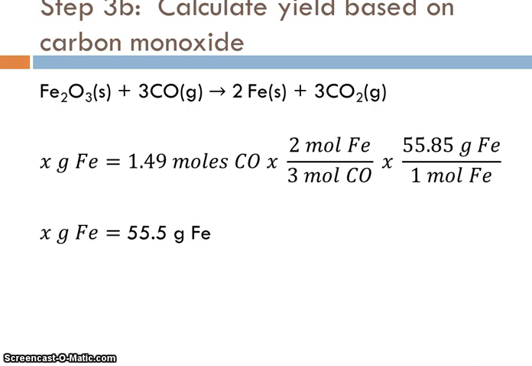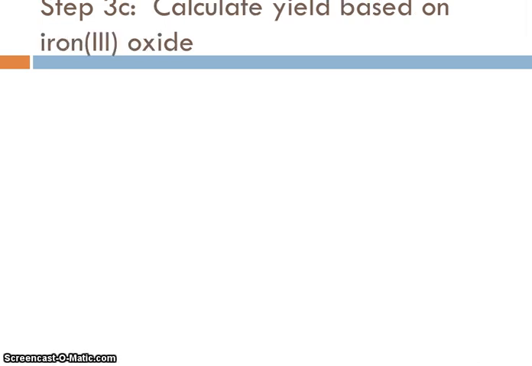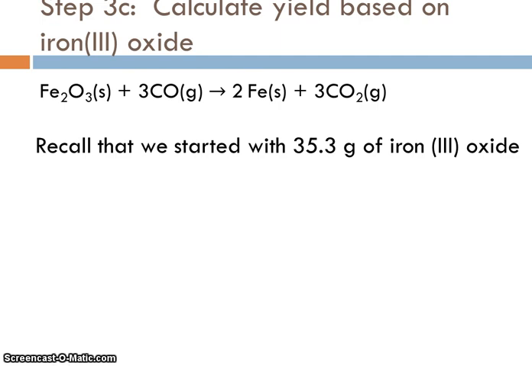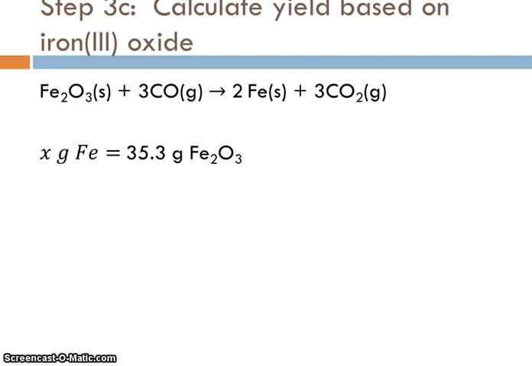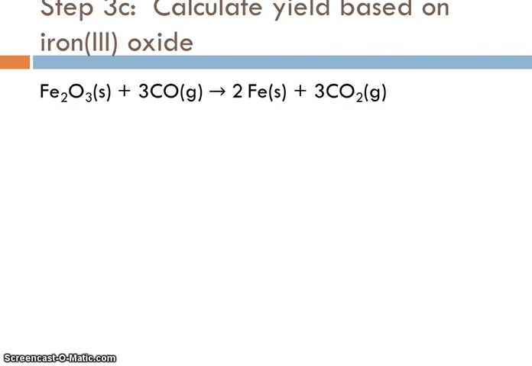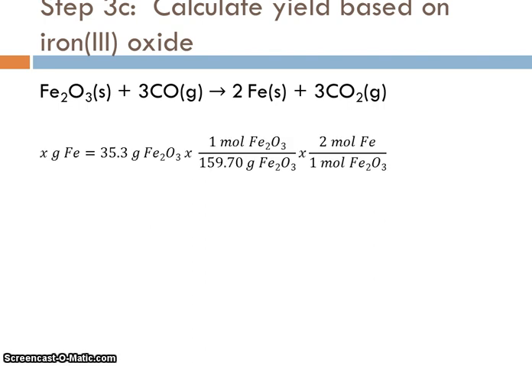I've only done this for the carbon monoxide. I need to do the same kind of process for the iron, based on the iron 3 oxide that we started with. You might recall we started with 35.3 grams of iron 3 oxide. That's what the original problem said. So we need to set up our factor label to solve for grams of iron based on this. All right, so how many grams of iron could I get if all 35.3 grams of Fe2O3 react? All right, so I need to divide by the molar mass of Fe2O3, right? And then I need to multiply by the appropriate mole ratio.